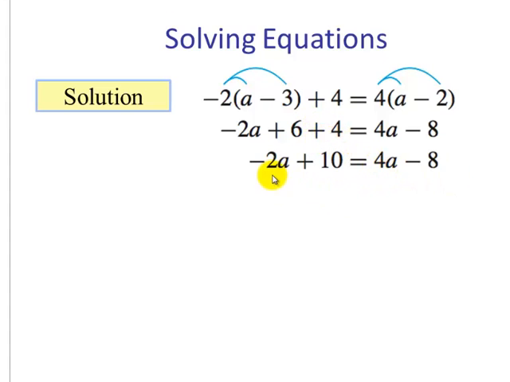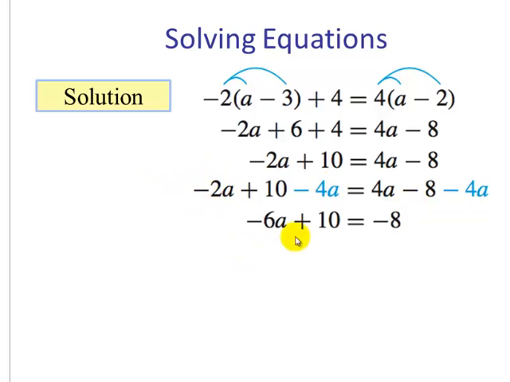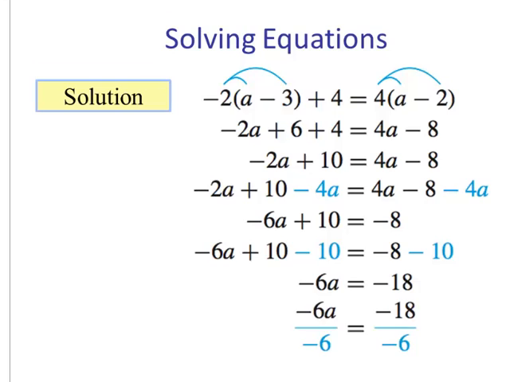We have variables on both sides of the equal sign. We could add 2a to both sides, or we could subtract 4a from both sides. It doesn't matter. I'm going to subtract 4a from both sides. Combine like terms. We get negative 6a plus 10 equals negative 8. Next step is to subtract 10. And then finally we divide by negative 6, and we get a to be equal to 3.